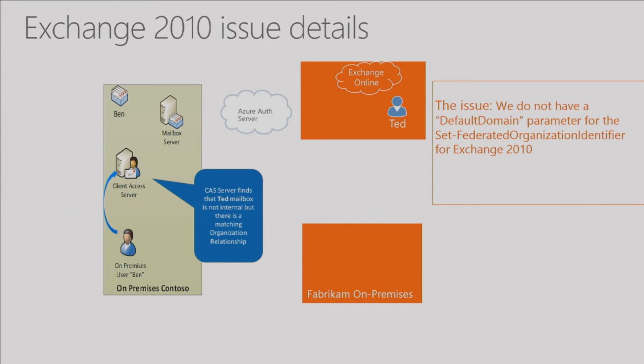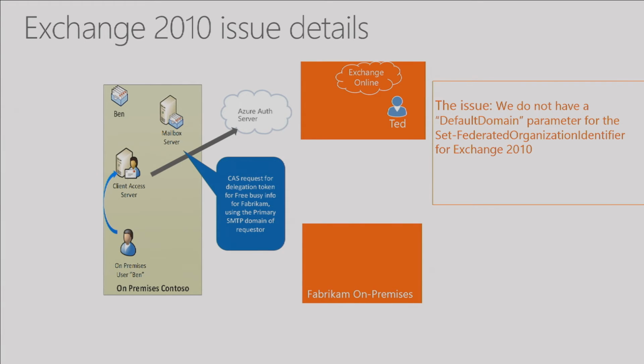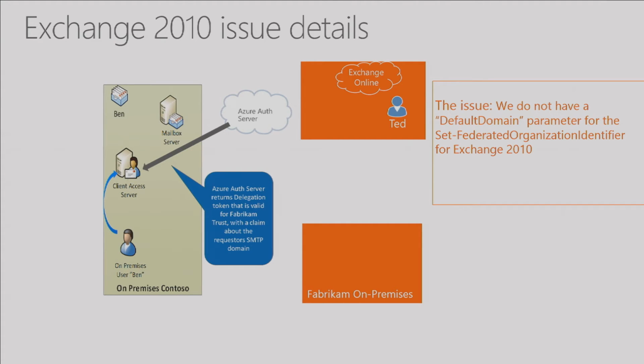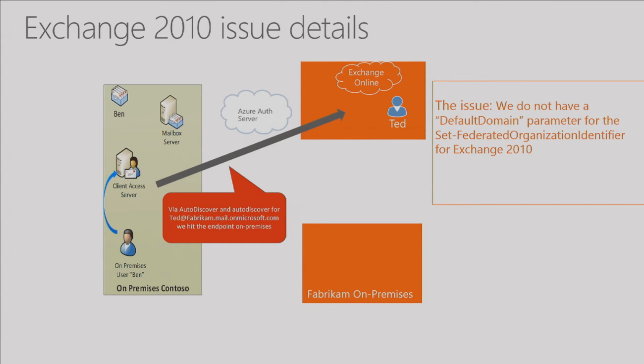The on-premises user's primary SMTP address would be something like Ben at contoso.com. So it's going to request from the Federation Gateway a delegation token that's valid for that primary SMTP address. Once the Federation Gateway returns it, there will be a claim in that token that has that information. Then the client access server will send the request over to Office 365, Exchange Online specifically, saying, hey, I need to get FreeBusy for Ted.